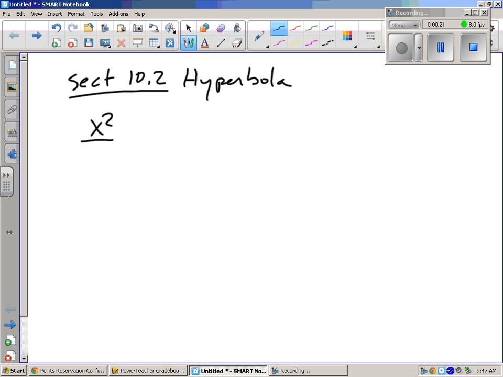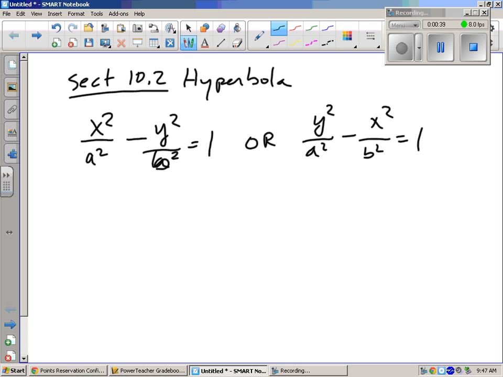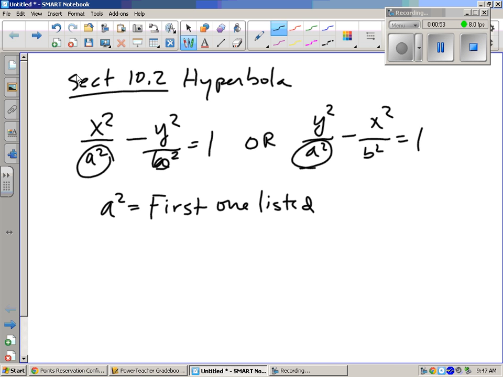If we have x squared over a squared, normally for the ellipse we'd have a plus. For hyperbola, it's minus y squared over b squared equals 1. Or you could have y squared over a squared minus x squared over b squared equals 1. Notice in each of these, the a squared is listed first. It's not the bigger one, it's the first one listed. So when you do the other little formulas, a is the first one listed. X or y can be listed first, it doesn't matter, but whatever's underneath it is how you draw it.